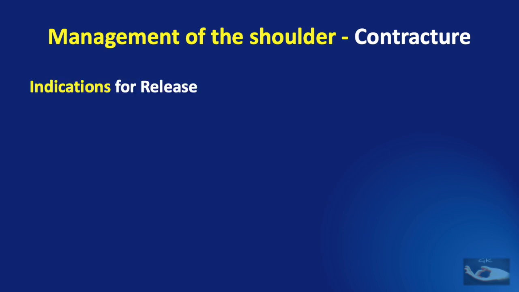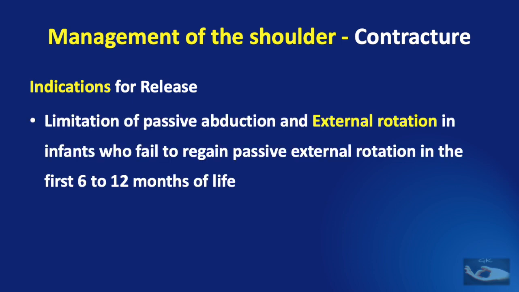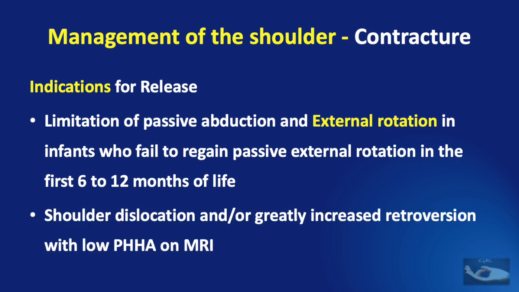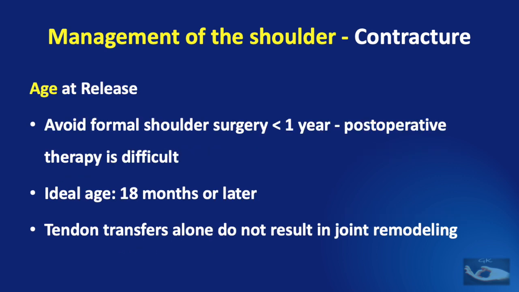The indications for contracture release are limitation of passive abduction and external rotation in infants who fail to regain passive external rotation in the first 6 to 12 months of life. Children with shoulder dislocation, with or without greatly increased retroversion with low PHHA on MRI, are also candidates for contracture release. We need to usually avoid formal shoulder surgery less than 1 year because post-operative therapy is difficult. The ideal age is 18 months or later.